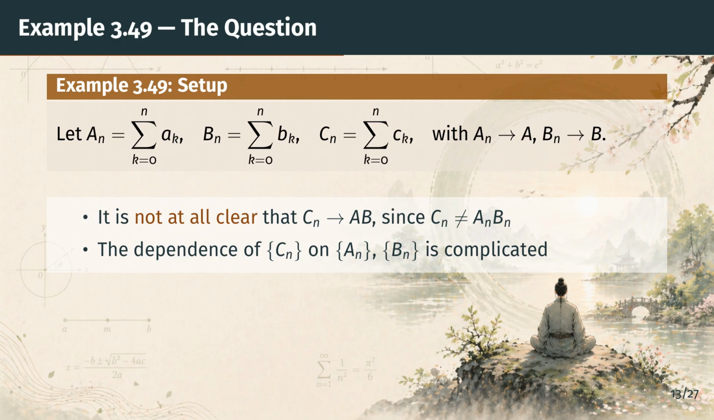But notice the first bullet. Capital C sub n is not the product of capital A sub n and capital B sub n. The product of the partial sums contains all products from a square block of the grid, while capital C sub n only sums the first few diagonals, which form a triangle. So the sequence result about products of limits does not apply, and the dependence of the product partial sums on the original ones is quite complicated. In fact, we will now show that the product of two convergent series may actually diverge.